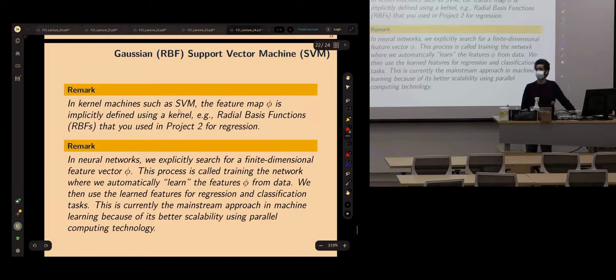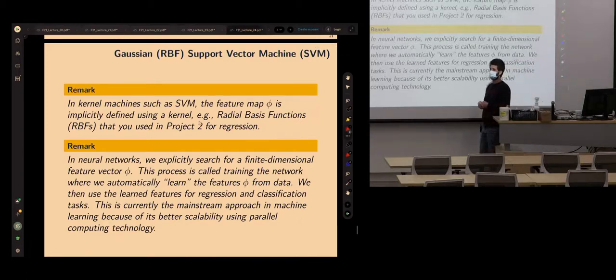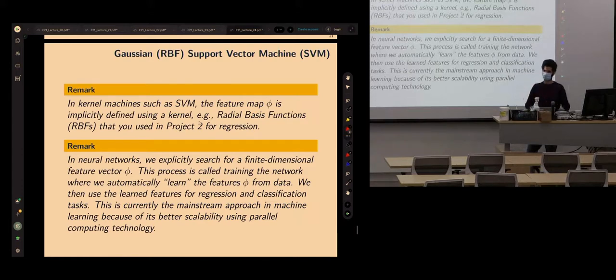SVM is one of them. There are many other ones that you can learn in a machine learning course. The feature map here is implicit. You do not need to define a particular type of features, which makes it nice. You just evaluate every input with every other input to build that data matrix. That's what you did in project 2.